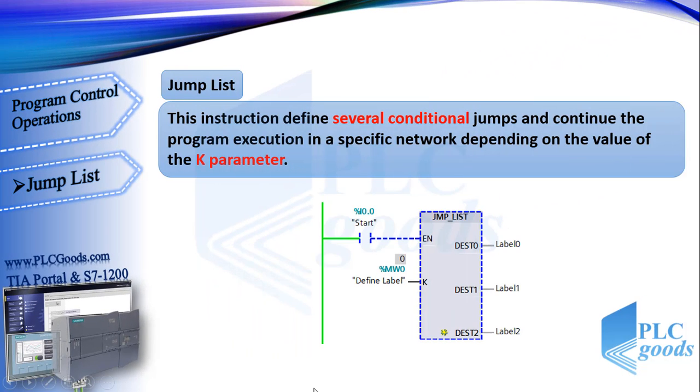Let's see the next instruction, jump list. This instruction defines several conditional jumps, and continues the program execution in a specific network, depending on the value of the K parameter. The destination network must be identified by a label. In this program, first, we need to activate the start contact. Now, the K parameter value is 0. So the program jumps to the destination network with label 0. If the K parameter value was 1 or 2, the program jumps to the network with label 1 or label 2.